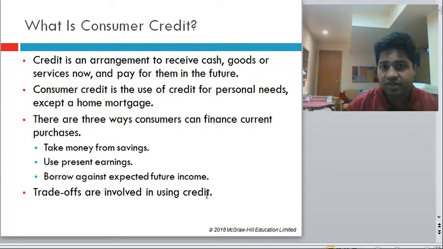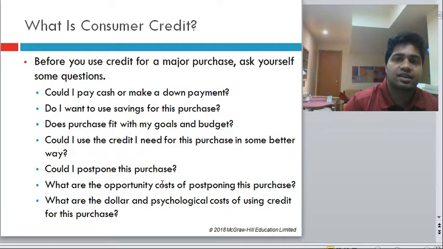There are three ways a consumer can finance current account purchases. Take money from savings, pay in cash, use present earnings, or borrow against expected future earnings. So you can use your savings, you can use your current earnings, that is your checking account, or you can use future earnings, that is borrow. Trade-offs are involved in using credit.